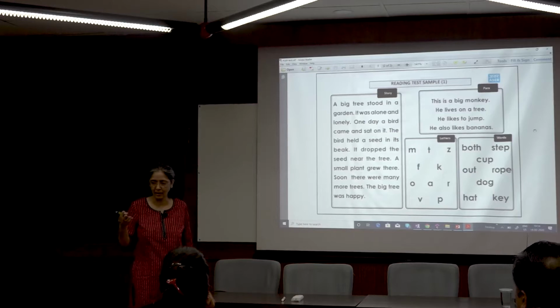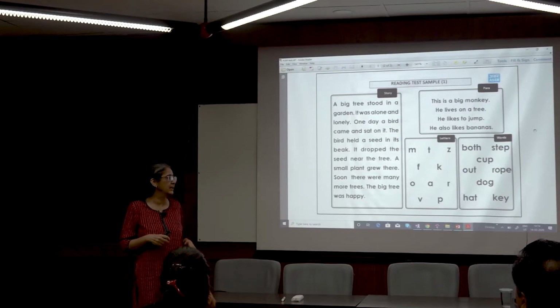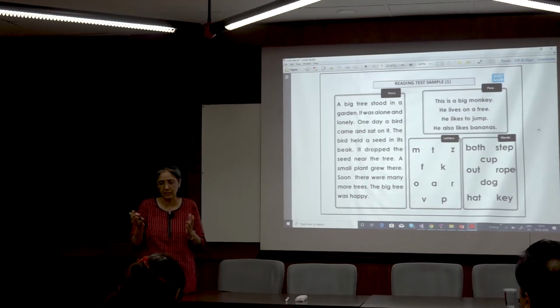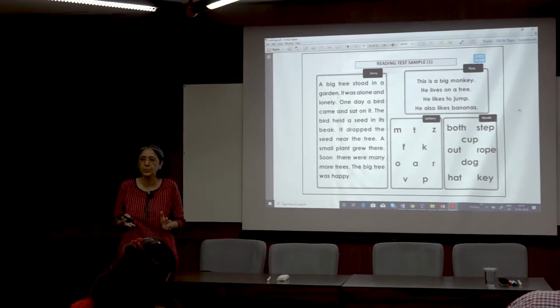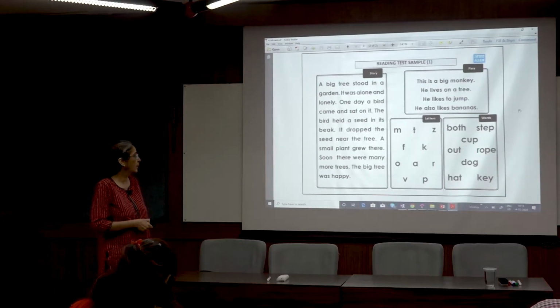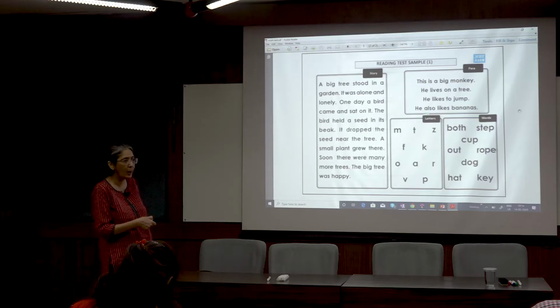It's a vernacular of that language, and in some states they do English, and now because of so much demand for English, apart from the regional language, they're also doing English for the same children. Suppose they're expecting a class 5 child to read this, then they will give them this, and if they cannot read this, they will go to a lower level, which is simple sentences, and if the child cannot read that, they will ask them to read words, and if the child cannot manage words, they will ask them to read out the letter.